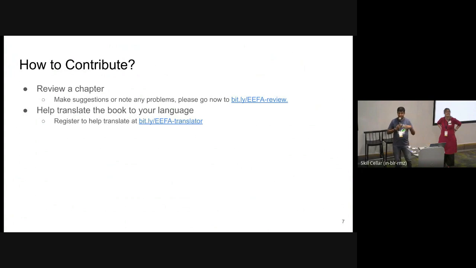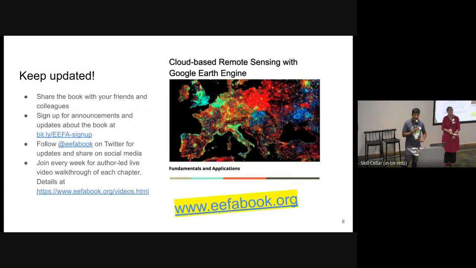How to contribute? You can, of course, review a chapter and provide feedback. That's really important to catch any errors. If you want to translate it, there's a way to sign up and translate this book into your language. And go to the book. If you remember only one link, eefabook.org. All the information is there. We're also going to do live video walkthroughs of the chapters where you can join live users and learn from the authors. So thank you.